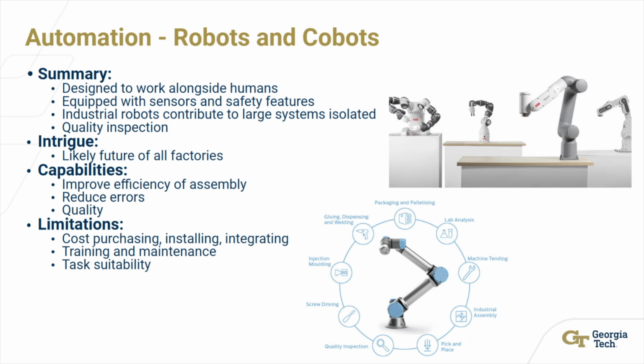I find this topic interesting because it is highly likely that in the future, all factories will be 100% autonomous, requiring no human interaction. With these tasks, the automation increases efficiency substantially and reduces errors with its precision. The implementation of robots and cobots can be limited by the cost and effort it takes to train and maintain them. And currently, cobots also have limited task suitability and require more human help when unusual events occur.